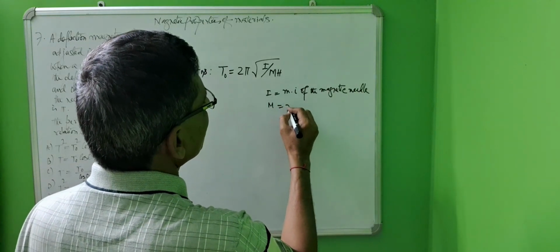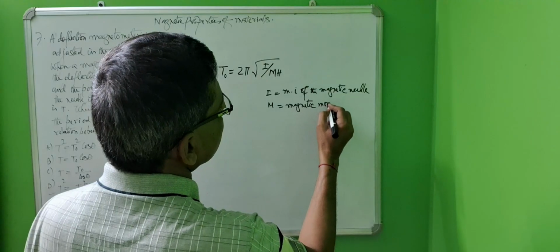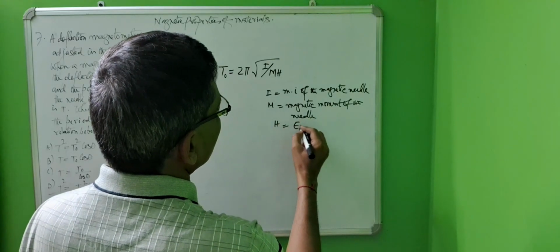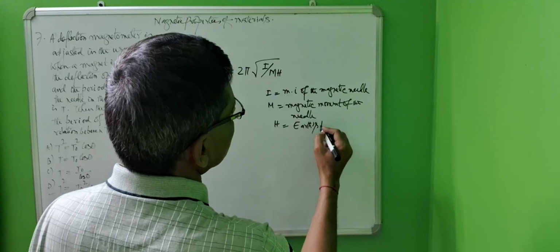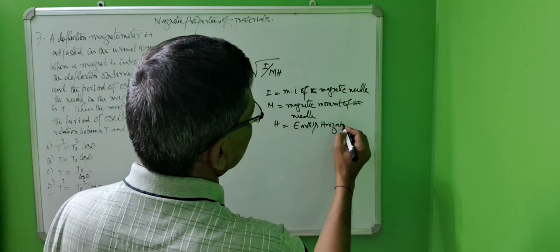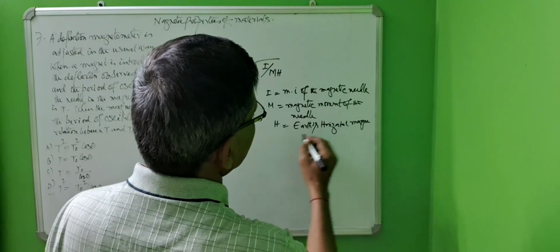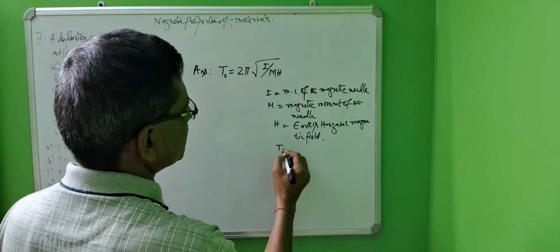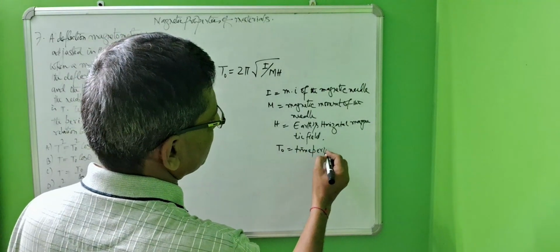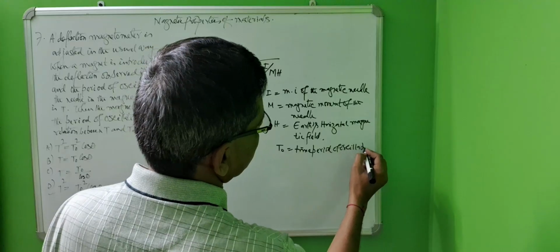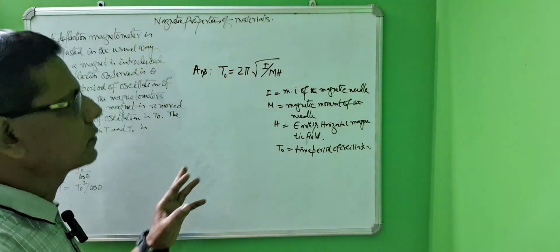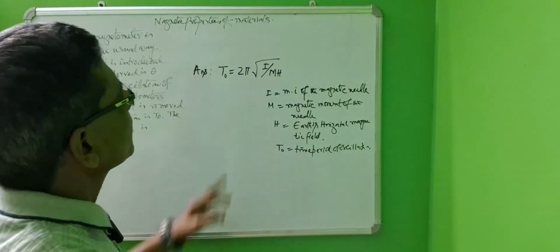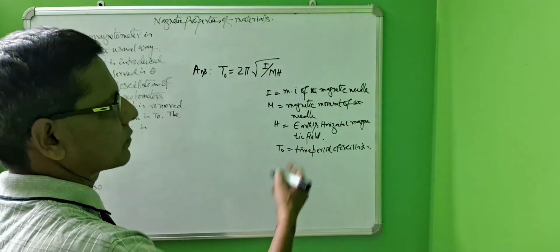and m equals the magnetic moment of the needle, and H equals the Earth's horizontal magnetic field, and T0 is the time period of oscillation. When there is no magnet used, this is the time period of oscillation for the magnetic needle, where H is the only Earth's horizontal magnetic field applied here.